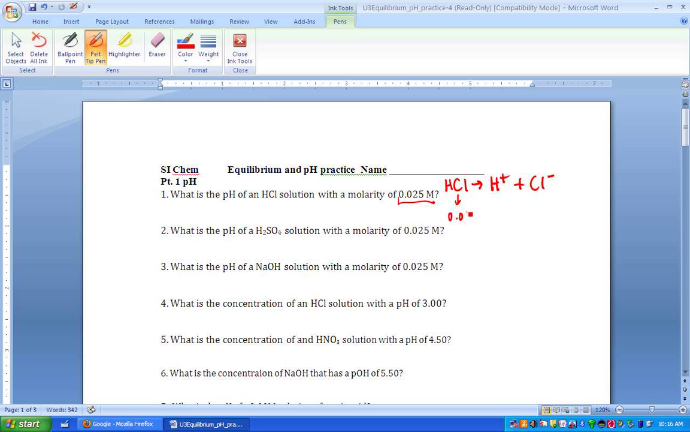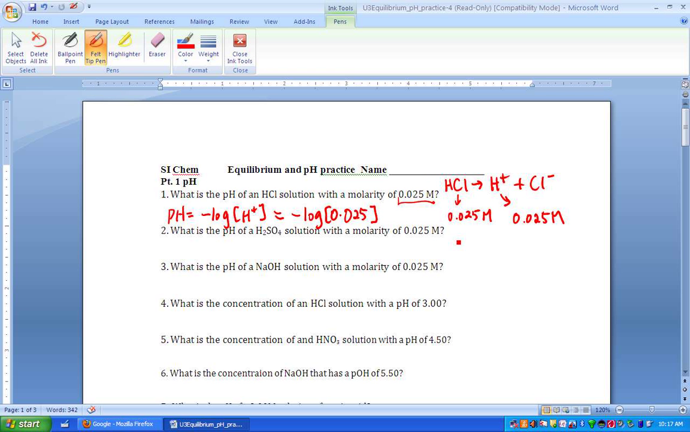If you're given 0.025 M of that, given that the volume of this solution is the same, you have a 1-to-1 ratio, so you have 0.025 M of H+. You can use that information to find your pH, because pH is the negative log of H+ concentration, and we know that H+ concentration is 0.025. So all you have to do is take the negative log of 0.025 M.